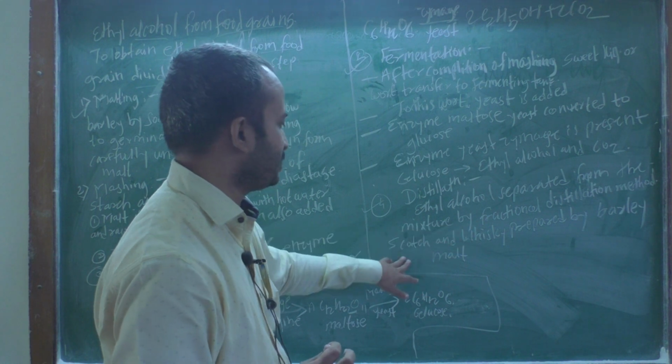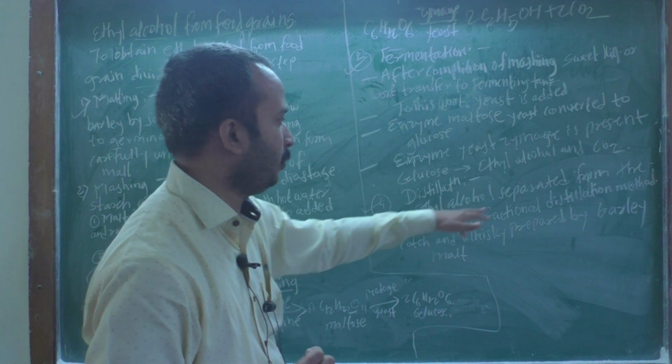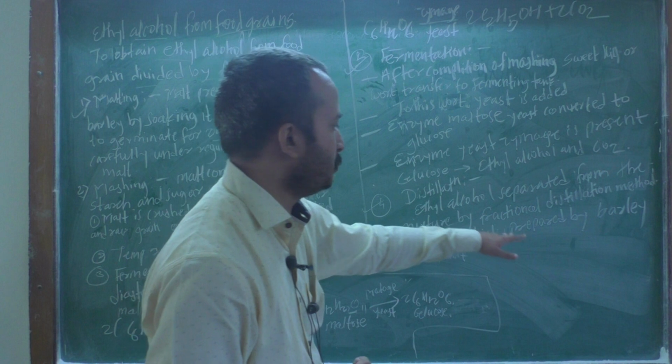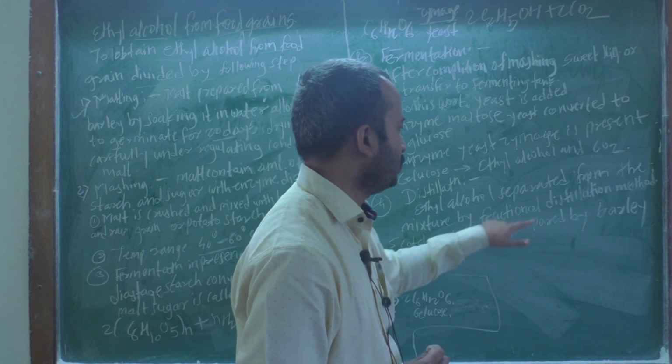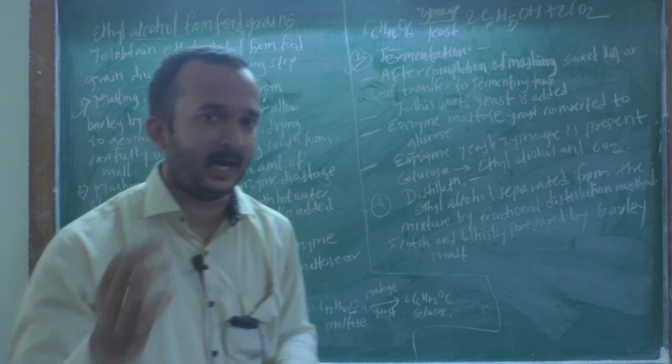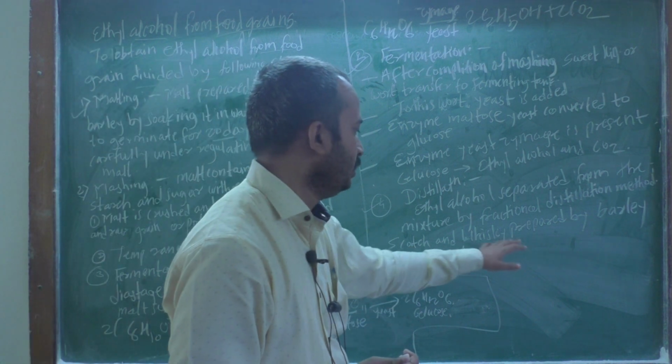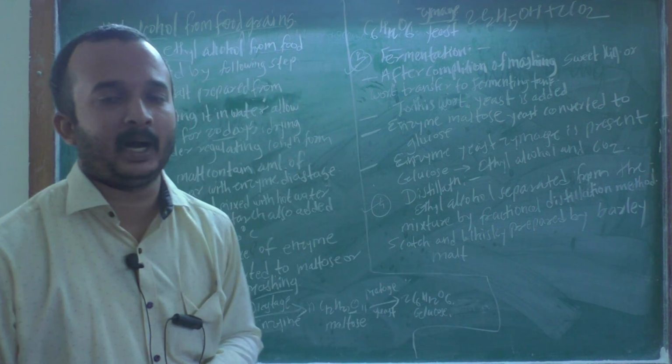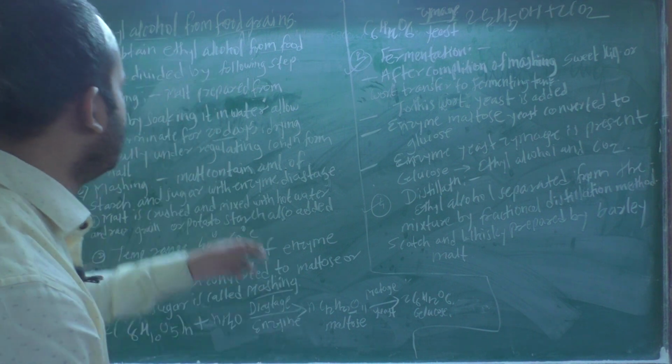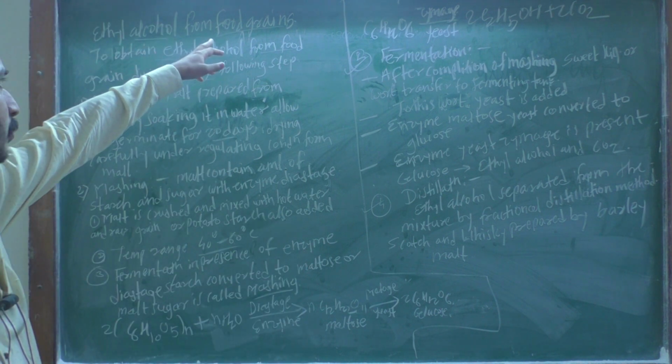By this fractional distillation process, Scotch whiskey is formed, and that Scotch whiskey is prepared from barley malt. So this is all about the manufacture of ethyl alcohol from food grain.